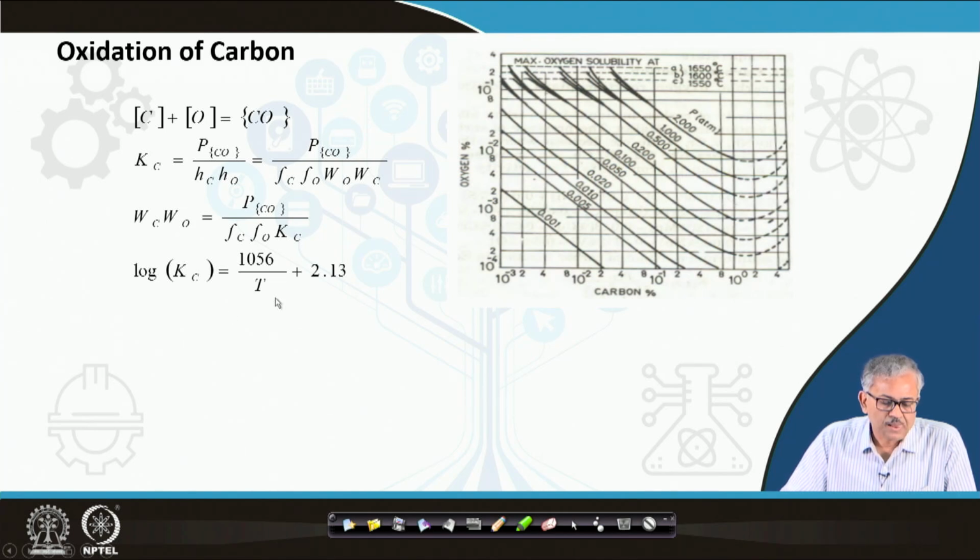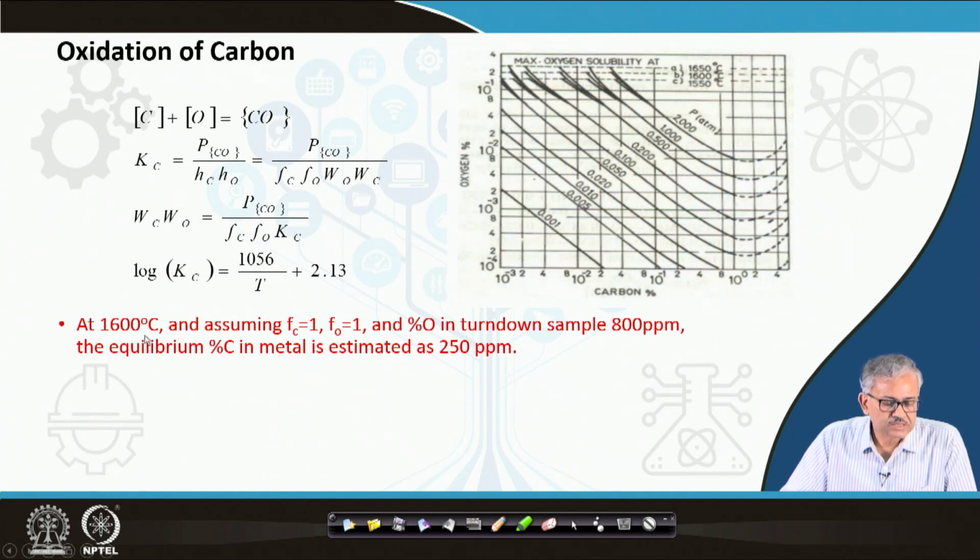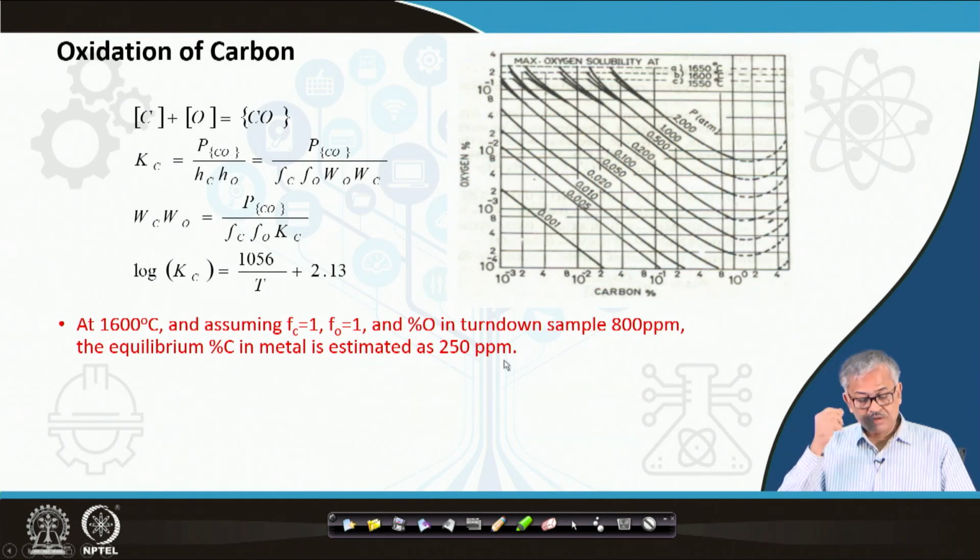So, most interestingly at 1600 degrees centigrade, if we assume Fc is equal to 1, F0 is equal to 1, and the percentage of oxygen in the turndown sample to be 800 ppm, then the equilibrium carbon in the metal is estimated at 200 ppm. So you can lower the dissolved carbon by oxidation down to 200 ppm in the bath. Below that it is not possible even at 1 atmospheric pressure at a particular temperature.